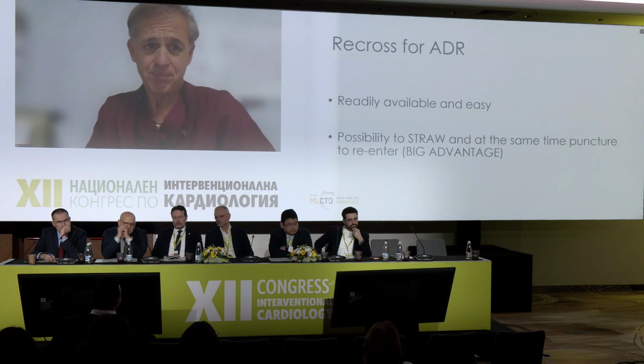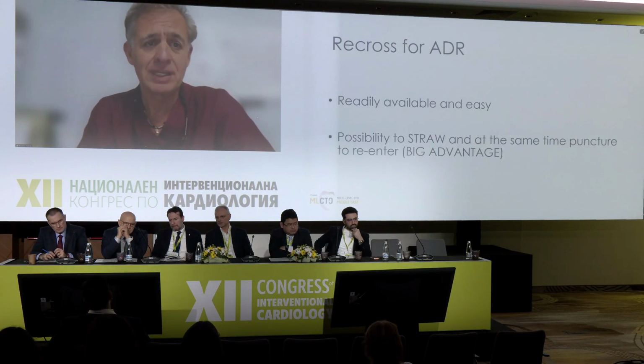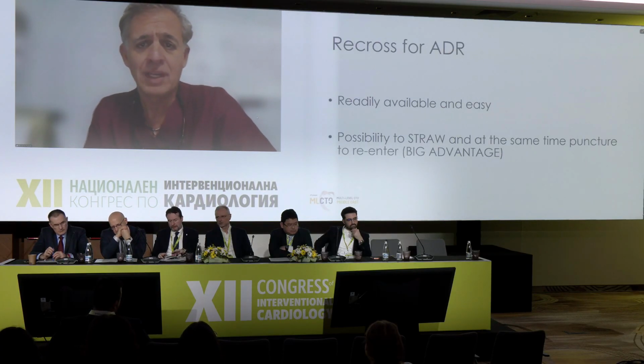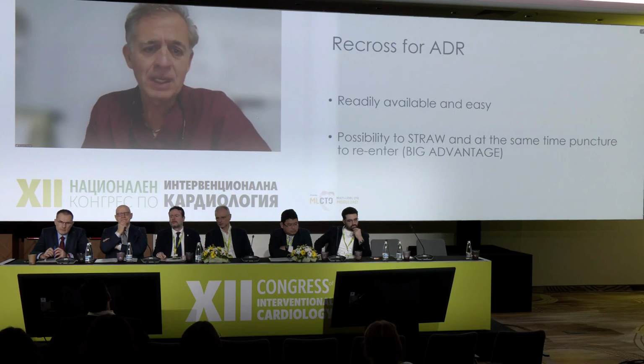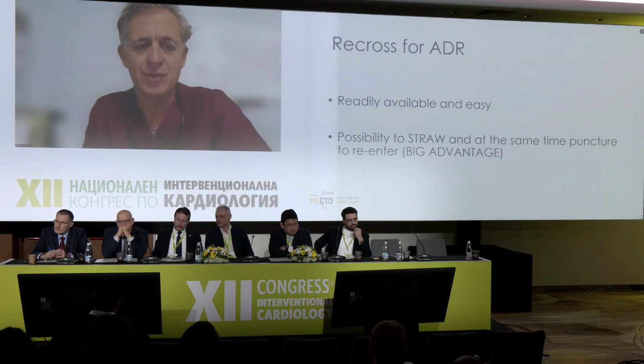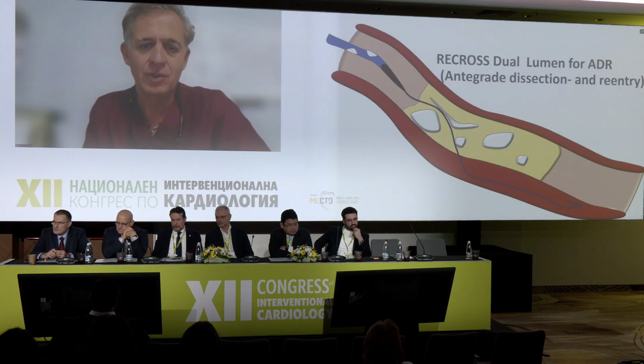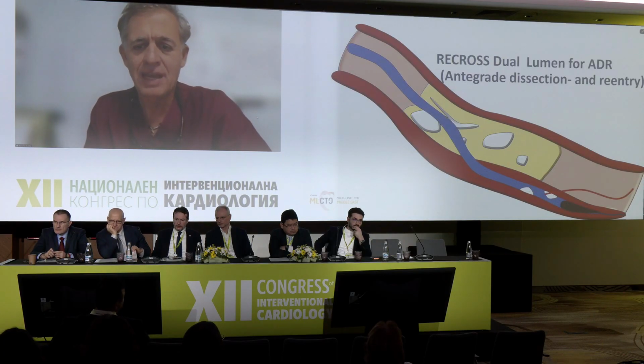So the hematoma decompression is a key point, and this is why Recross can be really useful. I think that everybody knows it is the only dual lumen microcatheter with dual over-the-wire lumens and the 3 exit ports. We can do the straw technique, so we can aspirate the hematoma and puncture at the same time. This is something that is not possible with a Stingray. This is a cartoon: we have the wire in the subintimal space, we have the Recross, and we can re-enter.